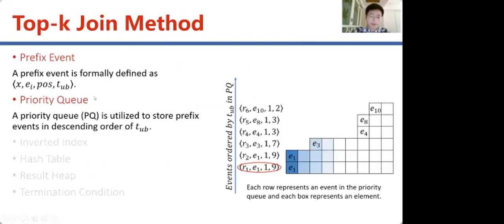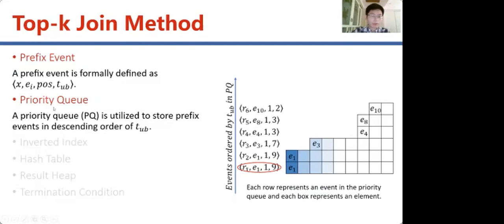Next, let's take a look at the top K-join method proposed by Xiao. The top K-join method has the following key points. First, the prefix event. A prefix event is defined like this, where EI is the element at the position POS of the set X, and the TUB is the similarity upper bound that X can achieve from the position POS to the end of X. For example, in the red circle, in this event, E1 is at position 1, and the TUB of this event is 9.